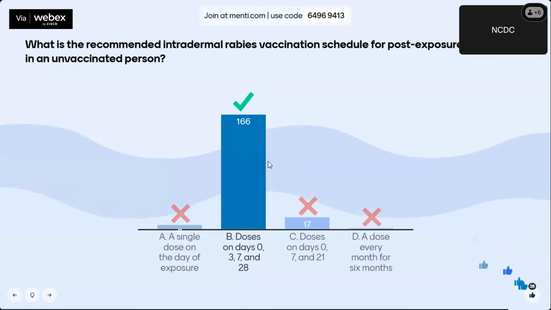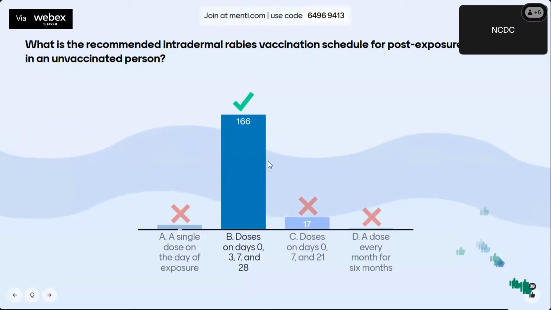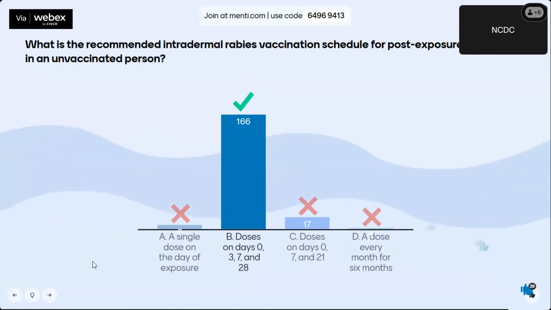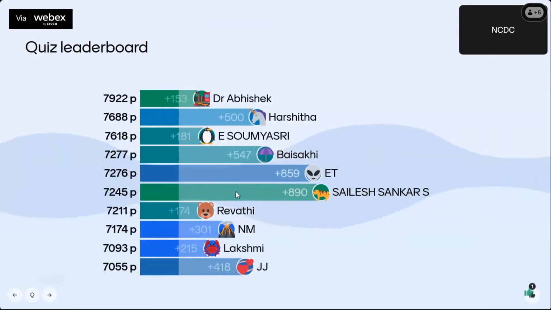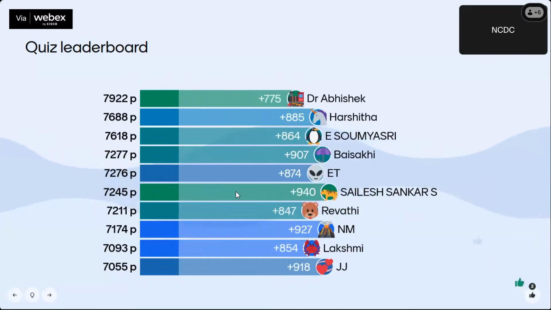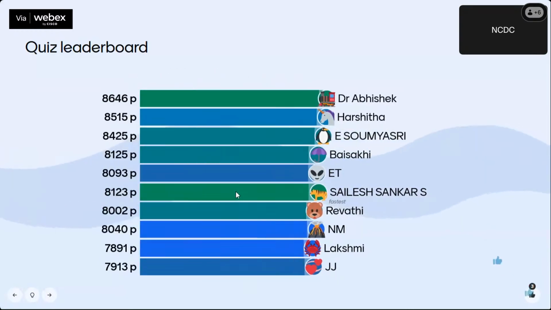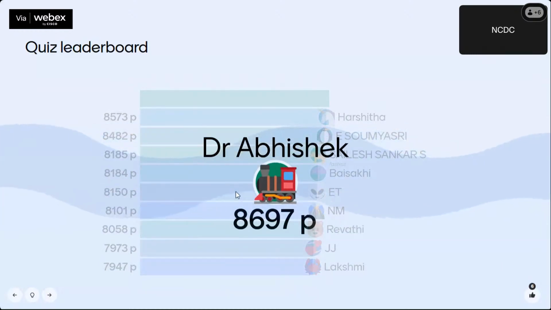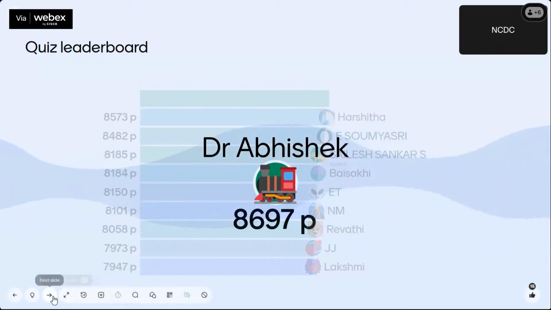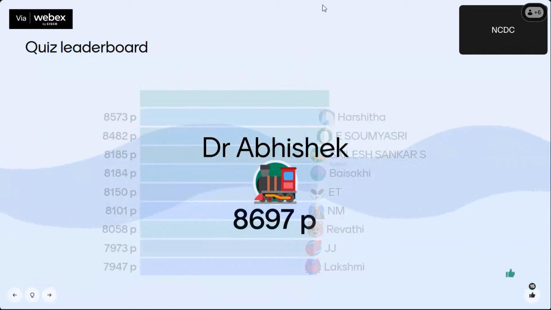Right, so the correct answer is 0, 3, 7, 28. That was the last question. So let's see who are the top 3 or 4 candidates. These are the results. Dr. Abhishek, who has participated, got maximum points. Congratulations for the correct answers. We can close the quiz. Thank you, James, for running the quiz.